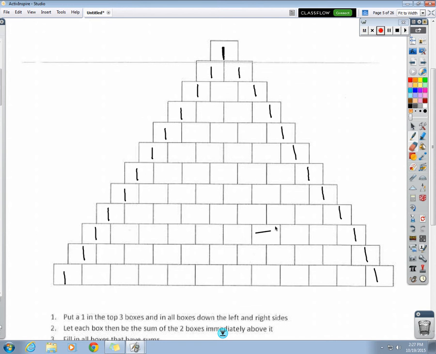What I mean by that is, if you go right here, above this box is that box and that box, which is a 1 and a 1, so that's a 2. Above this box is a 1 and a 2, which makes 3. Above this box is 2 and a 1, which is 3. Above that is 4. Above that one is 3 and 3. See what I mean? So what would this one be? 5. Right? And then you just continue following that pattern.